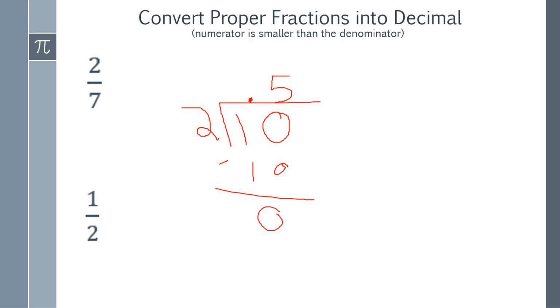So 1 over 2 is equal to 0.5. We'll just put a 0 there, so 0.5 or 0.50.